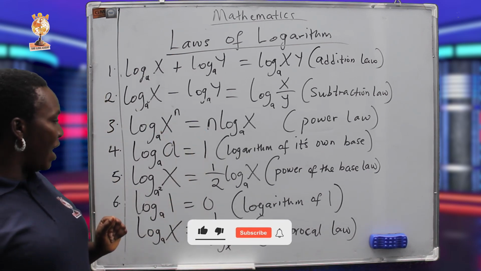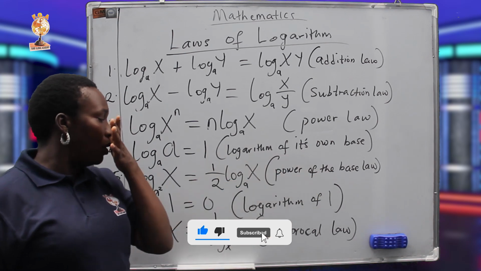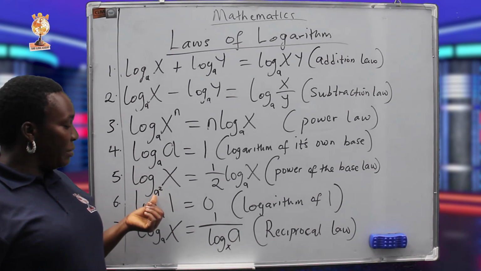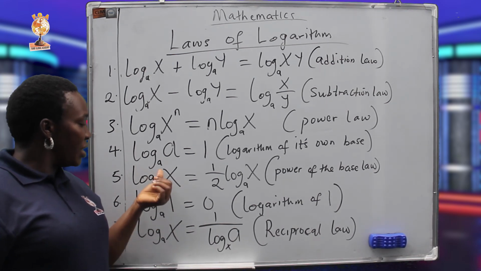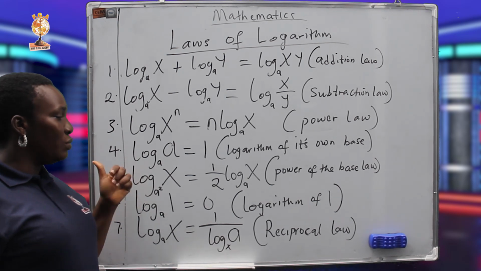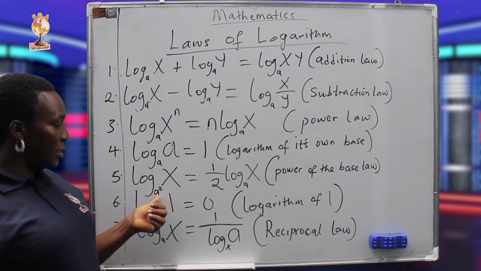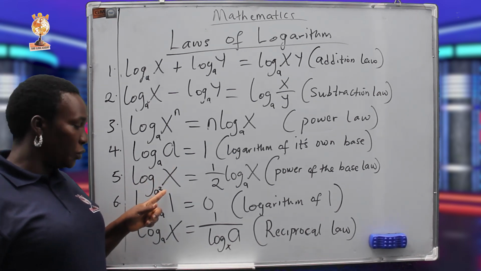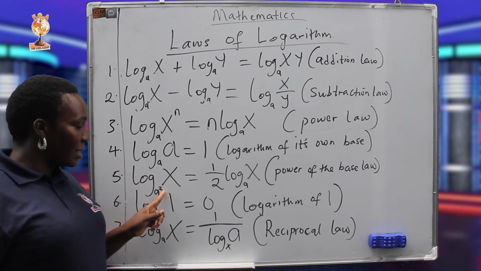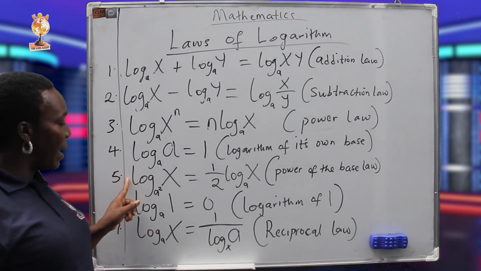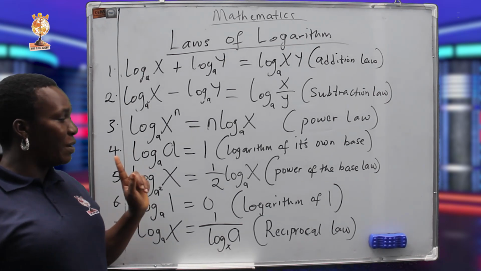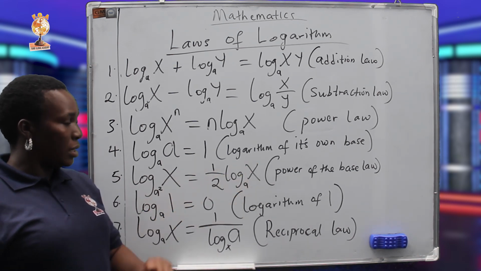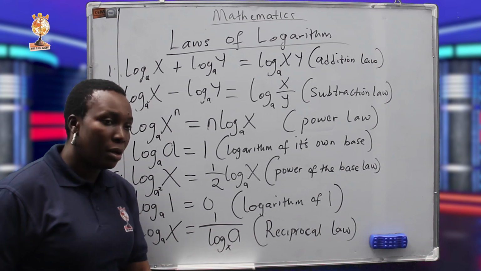And law number 5 is called the power of the base law. In this case, it is the base that is having the power. So when the base is the one having the power, when you are bringing the power to the back of the logarithm, you take it as the inverse of it. As you can see, this is log x base a raised to the power of 2. Now this 2 that the base is carrying as the power, you have to bring it to the back of the logarithm. And when you are doing that, remember to write it as inverse. So it will be 1 over 2 log x base a. So this is called the power of the base law.